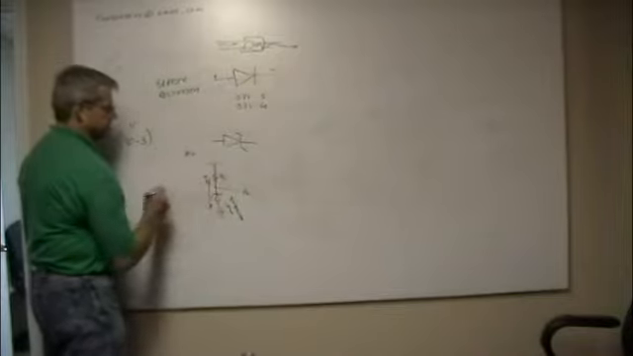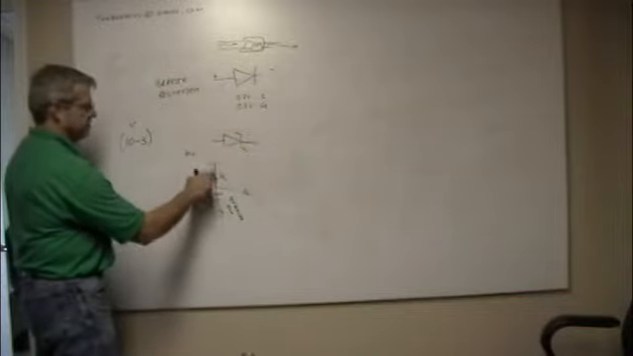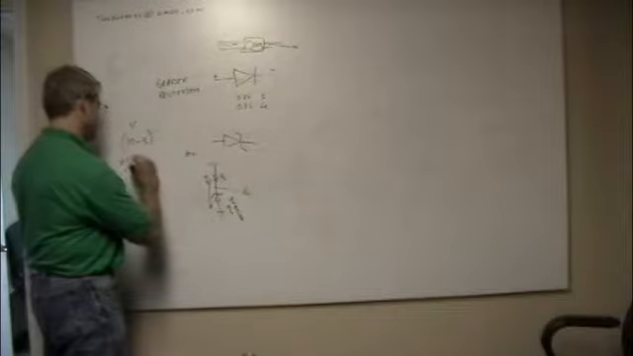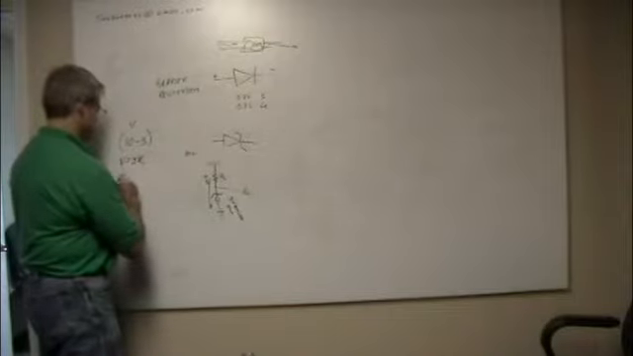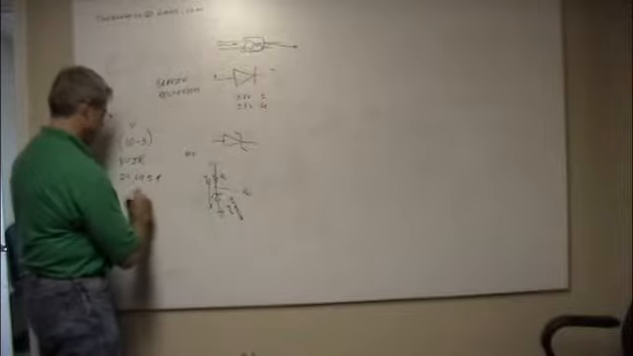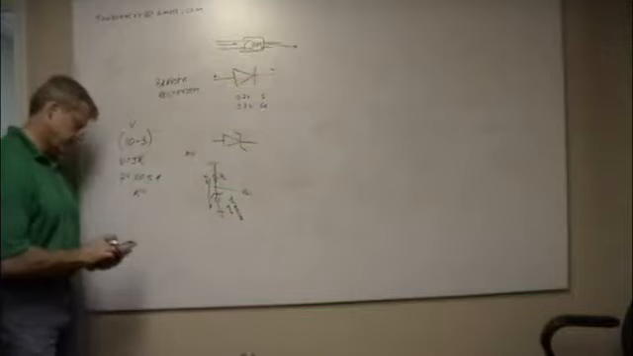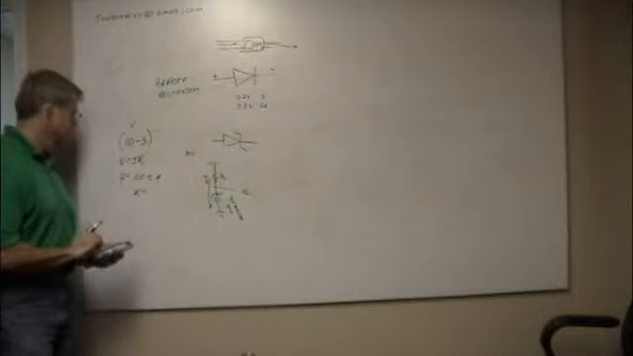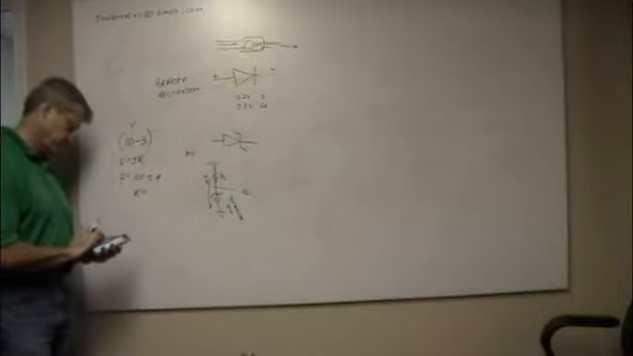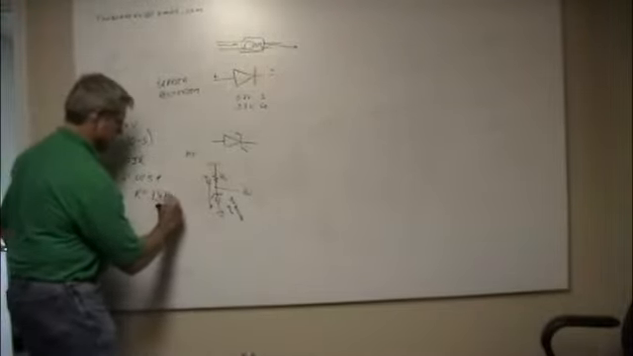So 10 and 5 milliamps going this way. So that tells me that to get 5 milliamps through 7 volts, V equals IR, 7 equals 0.005 R equals, I don't know, I can't do math in my head. 7 divided by 0.005 equals 1.4 kilo ohms.